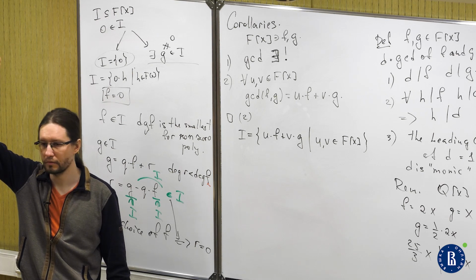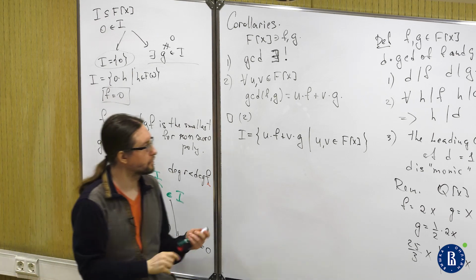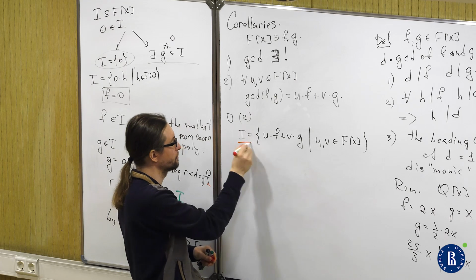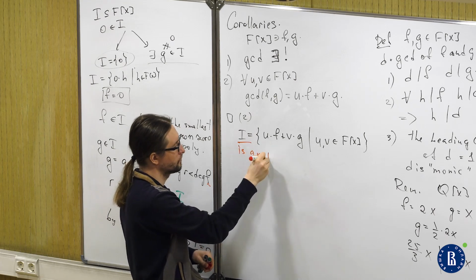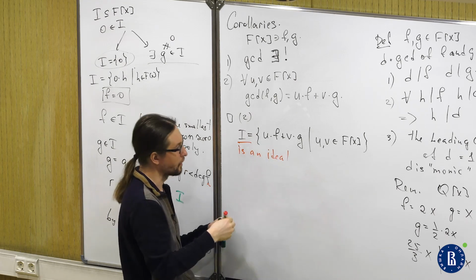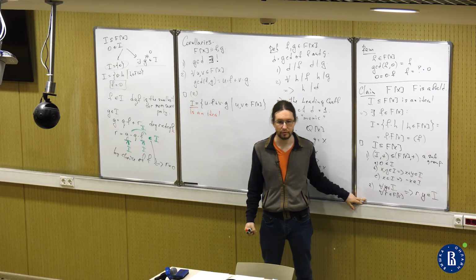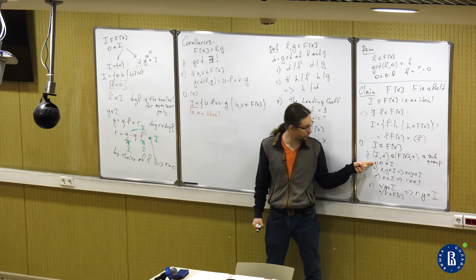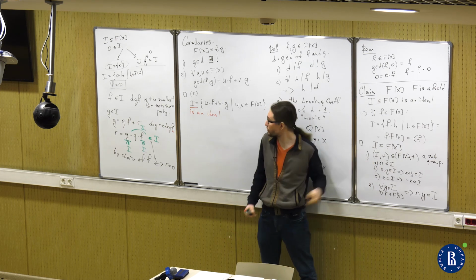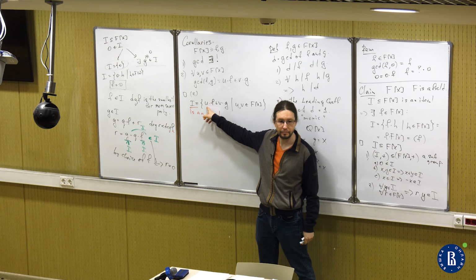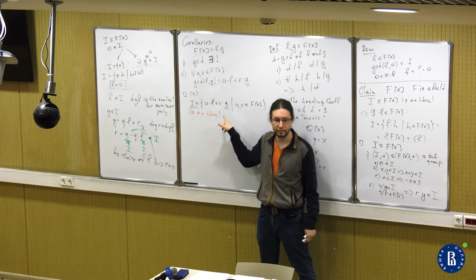Okay. So this is an ideal. In order to check that this is an ideal, we need to check these properties. Let's start with property number 1. We need to show that 0 belongs to this subset. If we take u and v to be 0, then we will get 0 here.